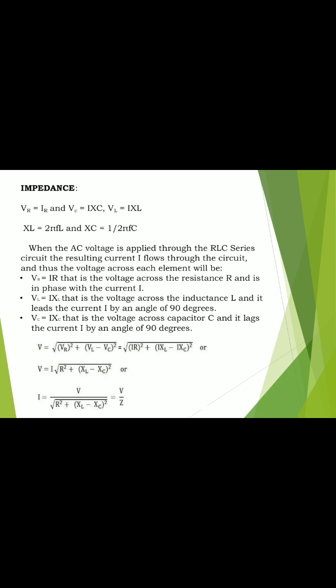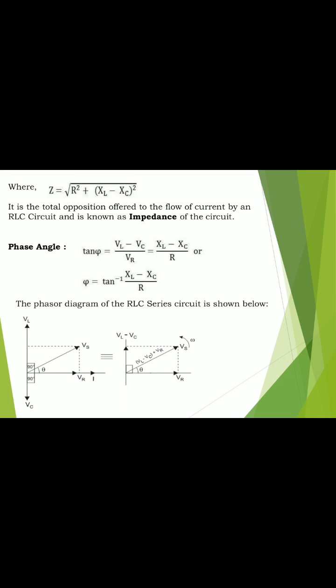Now to find out all the terms XL, XC, we have the formula. To find out XL we have 2 pi FL. To find out XC we have 1 upon 2 pi FC, which are the inductive and capacitive reactances of the circuit respectively. The relative values of XL and XC play a very important role in determining the behavior of RLC series circuit. In general, according to the values of XL and XC, there are three possible cases we have to study.